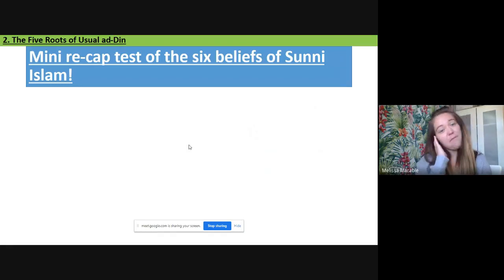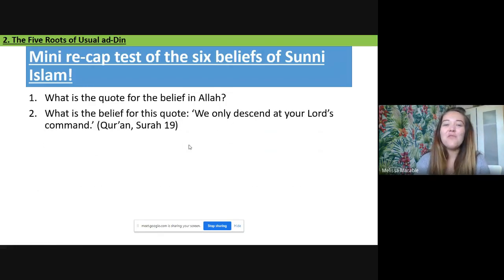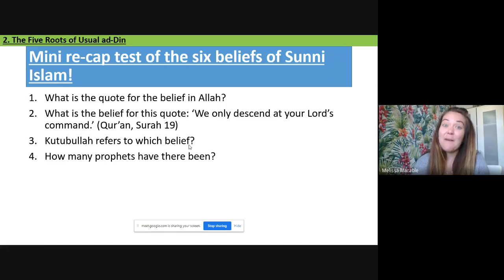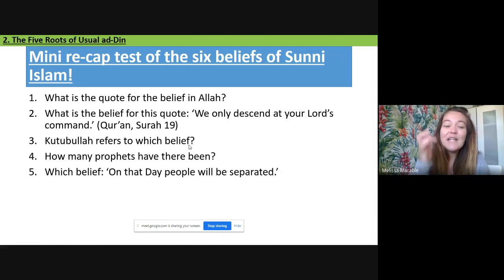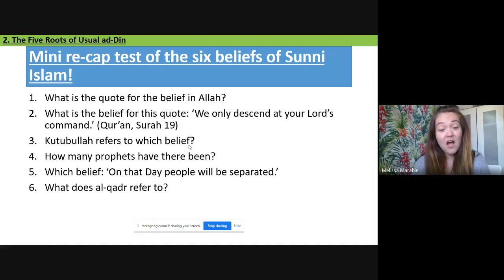Okay, so the beginning of this PowerPoint is a mini recap of the 6 beliefs of Sunni Islam. You do have some questions here. What is the quote for the belief in Allah? Number 2, what is the belief for this quote? We only descend at your Lord's command. Question 3, the Kutubullah refers to which belief? How many prophets have there been? Which belief is this quote? On that day, people will be separated. What does Al-Qadar refer to?